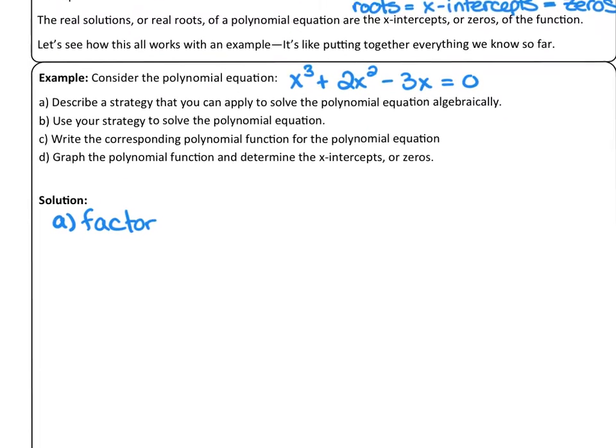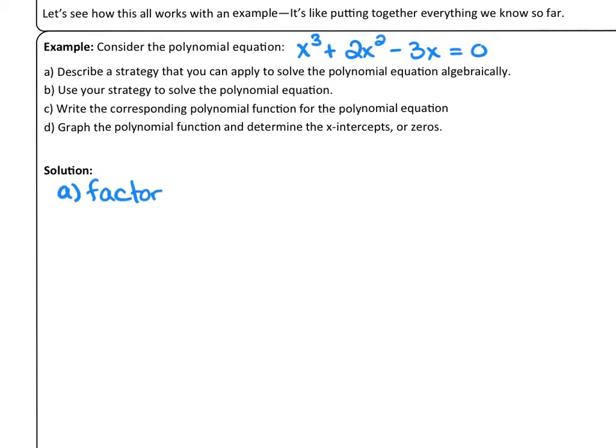I'm going to move this up a bit. And since all three terms have an x in it, I'm going to factor that x out. Hold on, we're going to common factor first. And then we're going to find the roots. So anytime it says describe a strategy, you're just going to tell me what it is you're going to do.